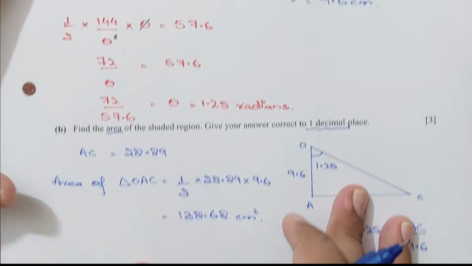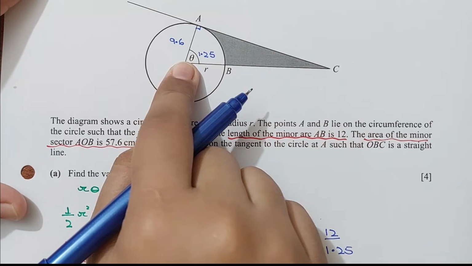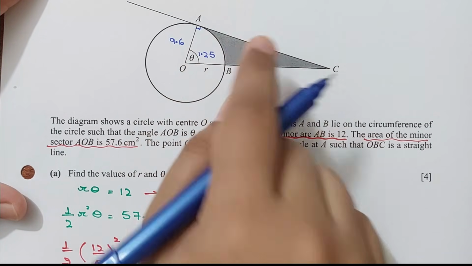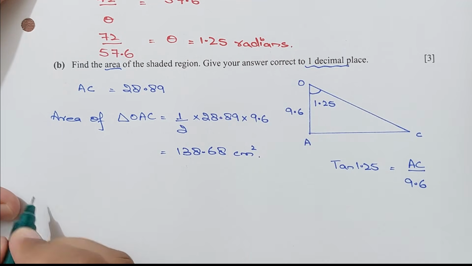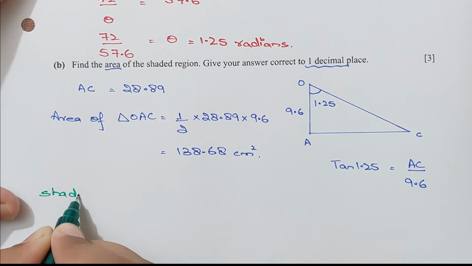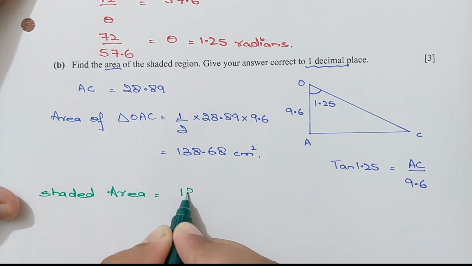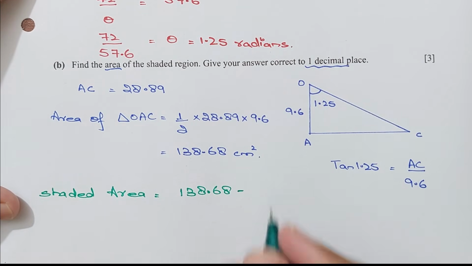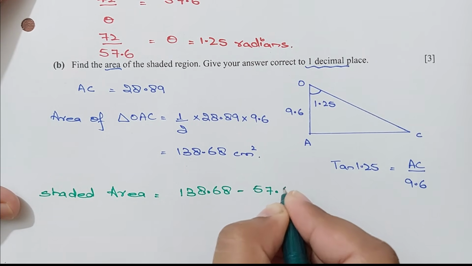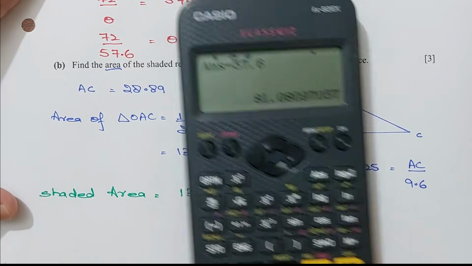But we have to find the area of the shaded region. For the shaded region, what we have to do is take the area of the triangle and subtract the area of the sector, and you will get the area of the shaded region, right? So we can say the shaded area is, from the area of the triangle 138.68, we have to subtract the area of the sector, which is given as 57.6. Subtract 57.6. So this is 81.08 or 81.1.